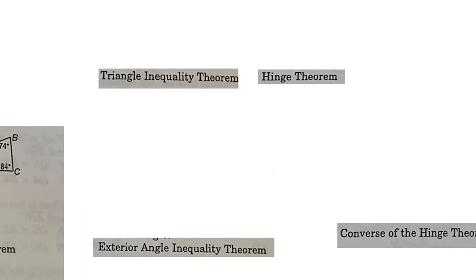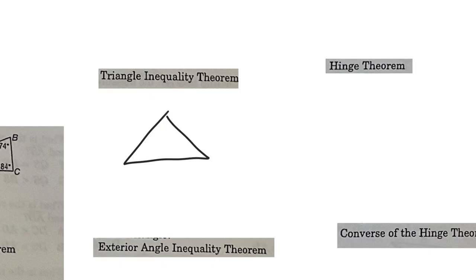The triangle inequality theorem essentially says that the length of one side must be less than the sum of the other two sides. So, in other words, if you have a triangle here, this is side A, this is side B, this is side C. We might not know much about C, but we know that it has to be less than A plus B. We might not know much about side B, but we know that it has to be less than A plus C, and we might not know much about side A, but we know that it has to be less than B plus C. So that's the triangle inequality theorem.